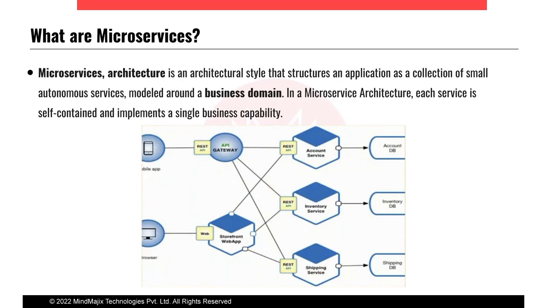Now we are talking about microservices. One application is broken down into three services: one is account, one is inventory, one is shipping. These three services work and communicate with each other, as you can see in the diagram, to take the request and send the response. These are called microservices.